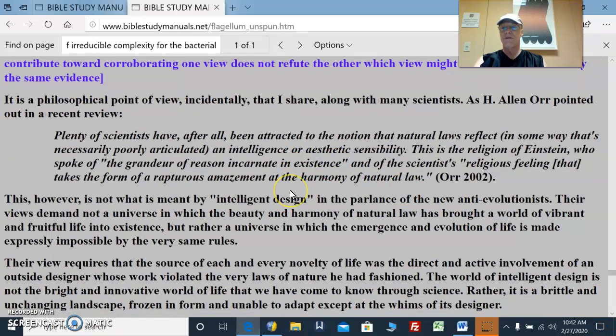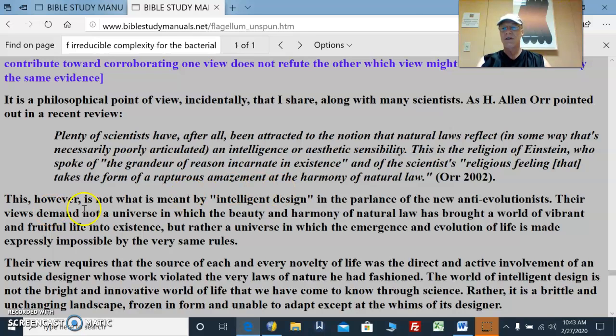Well, Professor goes on, it is a philosophical point of view, incidentally, that I share, along with many scientists, as H. Alan Orr pointed out in a recent review. Plenty of scientists have, after all, been attracted to the notion that natural laws reflect, in some way that's necessarily poorly articulated, an intelligence or aesthetic sensibility. This is the religion of Einstein, who spoke of the grandeur of reason incarnate in existence, and of the scientist's religious feeling that takes form of a rapturous amazement of the harmony of natural law. Well, how did natural law get harmony? Maybe that's the intelligent design. Maybe it's the God particle.